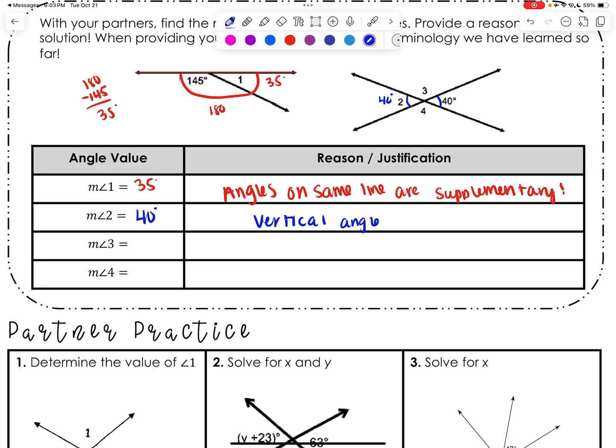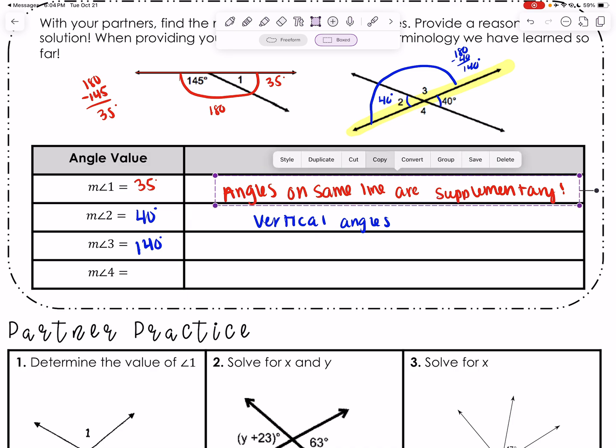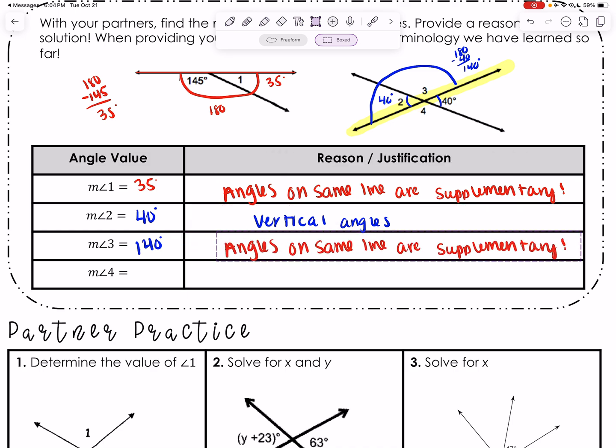Now, when I want to find angle 3, I can use my 180. So angle 3 will be 140 degrees. And my reasoning could be the exact same as my first box, where angles on the same line are supplementary to each other, which will cause them to add up to 180 degrees.